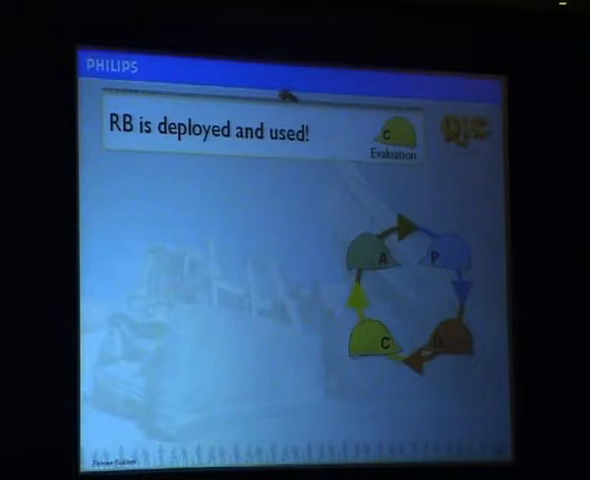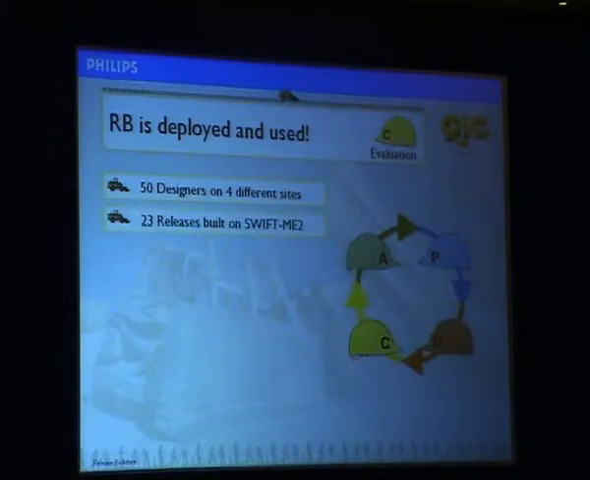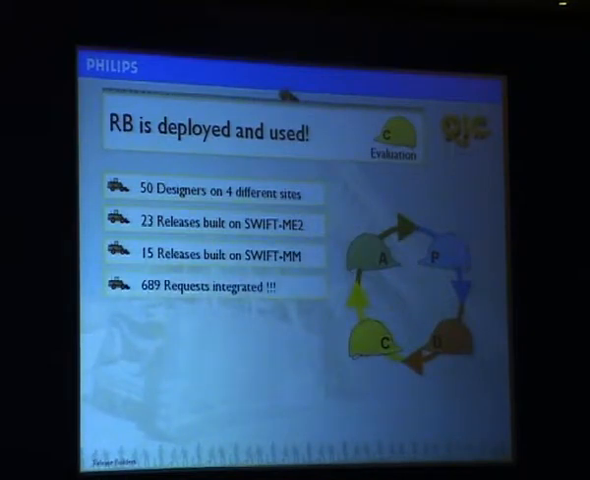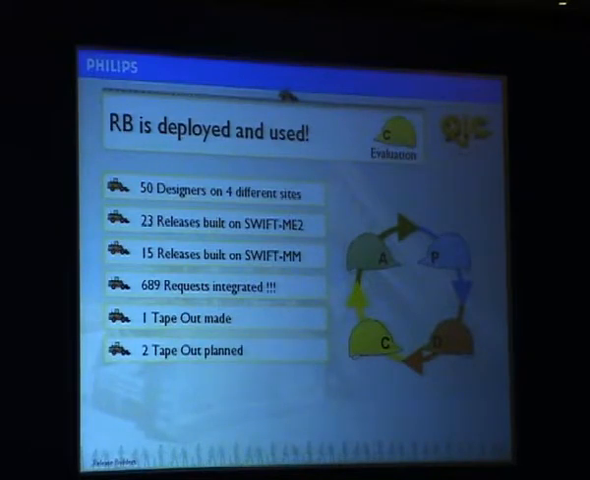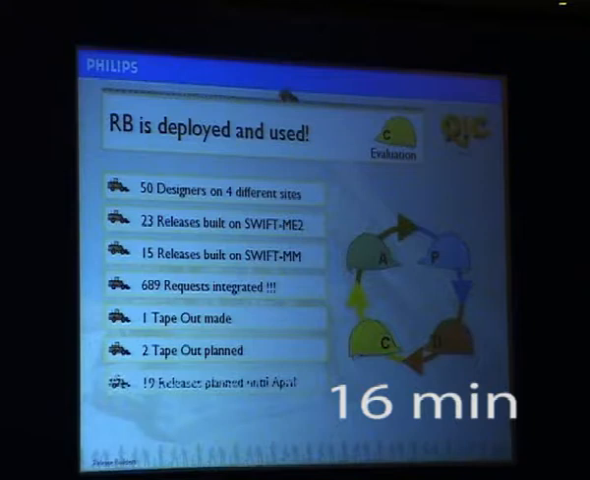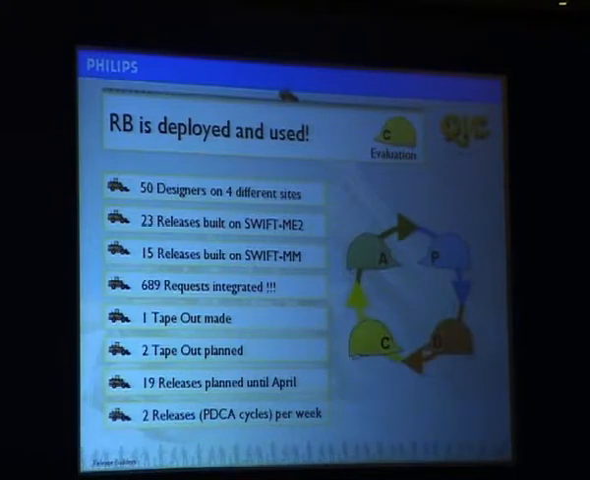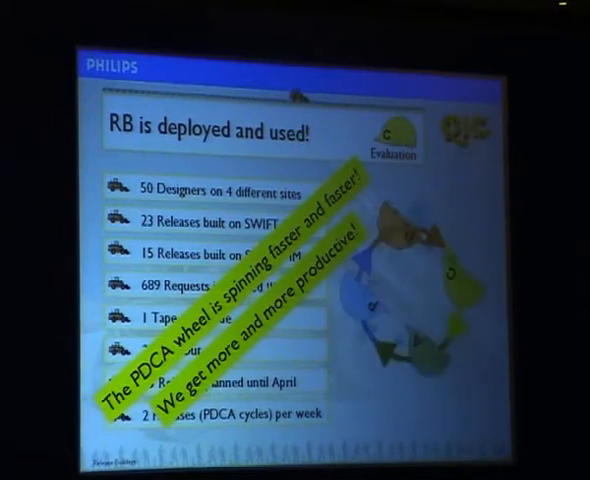Okay. So Release Builder is deployed and used. Basically, there are 50 designers working on 4 sites. We already made 23 releases on Swift ME2, 15 on Swift MM, and we already integrated roughly 700 requests. We have made already 1 tape-out with that, and we have 2 other tape-outs in the pipe. We already plan 19 releases till April, and we will have a run rate of 2 releases per week. So I would say the PDCA wheel is spinning faster and faster, and we get more and more productive.